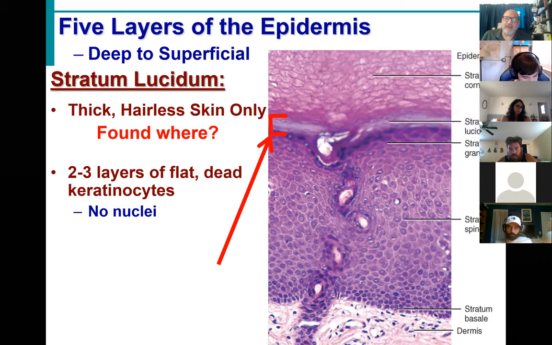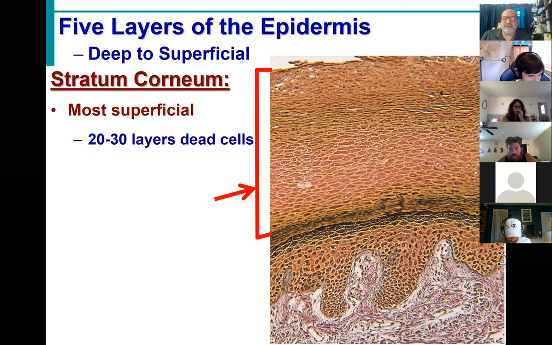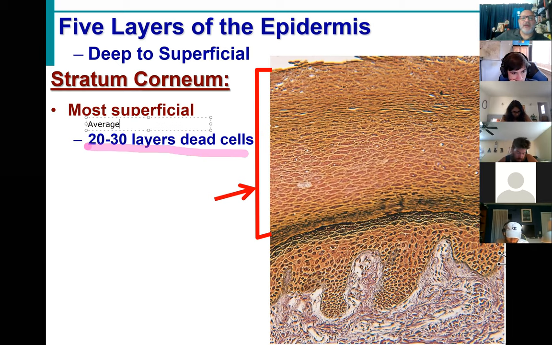But you guys are right. There's clearly no difference in the function between the stratum corneum and the stratum lucidum. They're dead, flattened, fused together cells. Now, what is different is the number of cell layers. The average number of layers is 20 to 30 dead layers of stratum corneum.